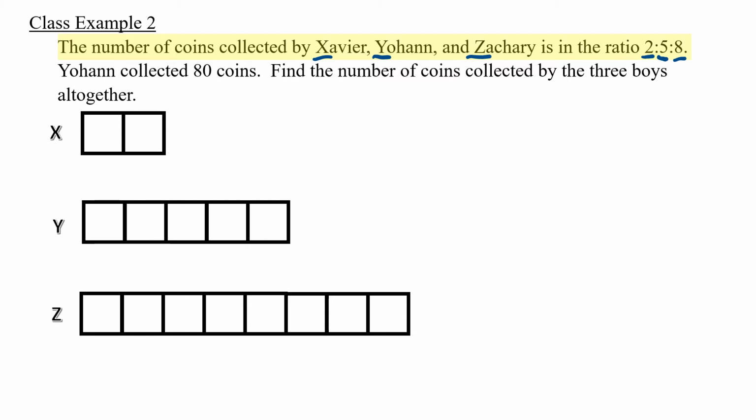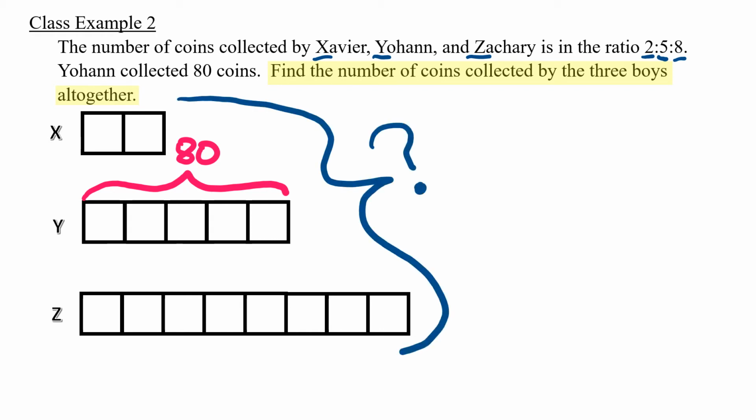Now, the next piece of information is that Johann had 80. So you're going to want to bracket Johann's model. So he has these pieces right here and mark down that that's worth 80. And then it says find the number of coins collected by the 3 boys altogether. So I'm actually looking for the total in this one. In the last one, I was given the total and I had to find the parts. But now I'm given actually one of the parts and I have to figure out what the total is. That's all the information in our model. That's what we're looking for.